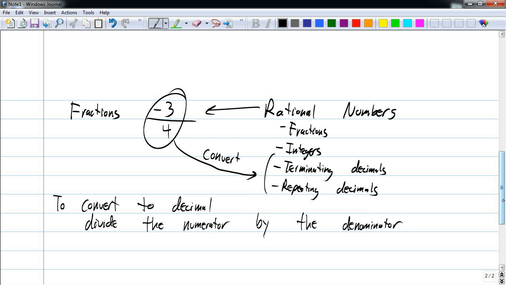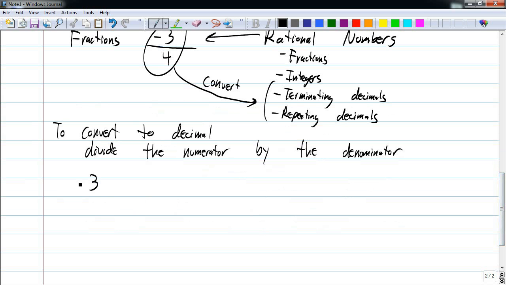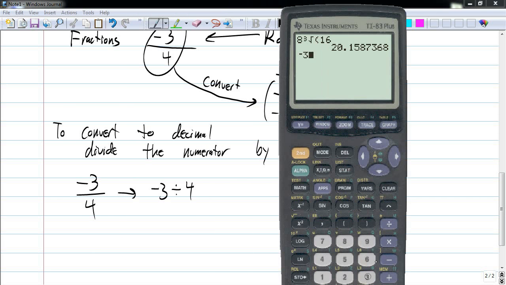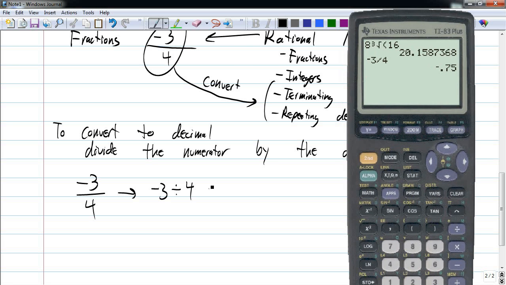Okay, so something like negative 3 over 4, I can convert to a decimal if I divide the numerator by the denominator. In my calculator, I can do that very quickly. Negative 3 divided by 4, and I get negative 0.75. This is a terminating decimal because it stops. It's negative 0.75 and nothing else.